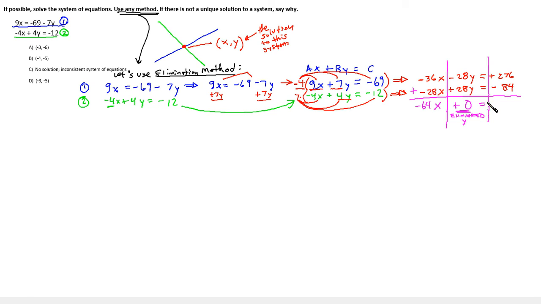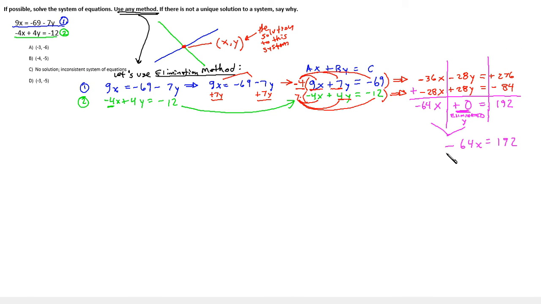Okay, equals, I have 276 plus a negative 84. I'm just going to go minus 84 in my calculator. 276 minus 84 equals 192. Look, so here's the result so far. Negative 64x equals 192. Now to solve for x, we've eliminated y.